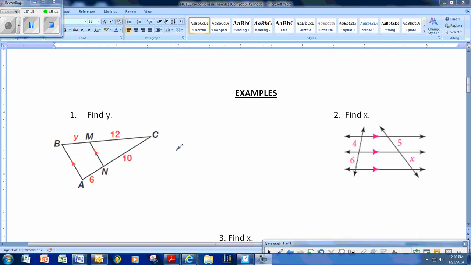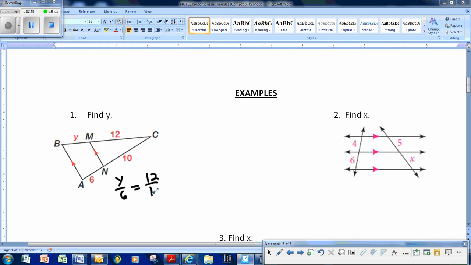So let's try a couple of examples. In this case, this would be the side-splitter theorem, because we have the parallel lines, and that's going to divide all these pieces into proportional lengths. So I can just take my proportion right off the diagram. I'd go y over 6 equals 12 over 10. And then I'll cross multiply that.